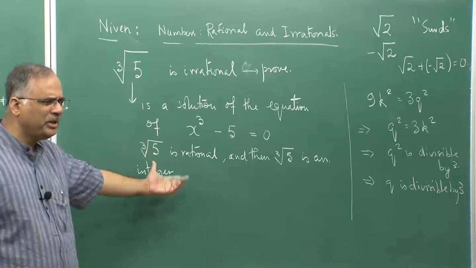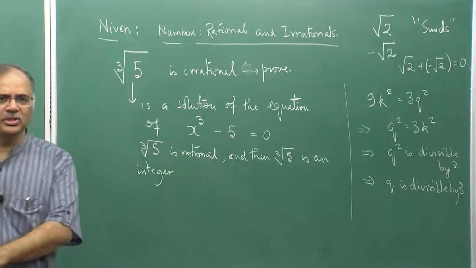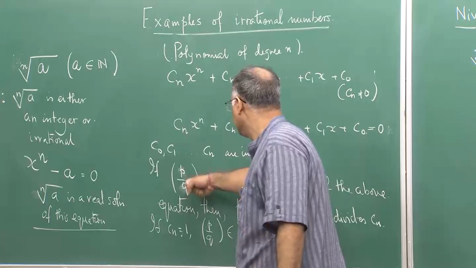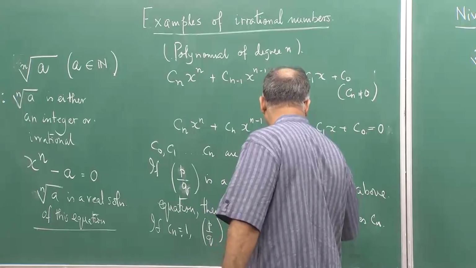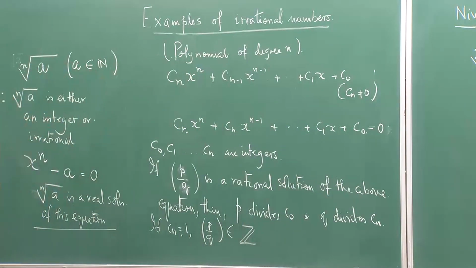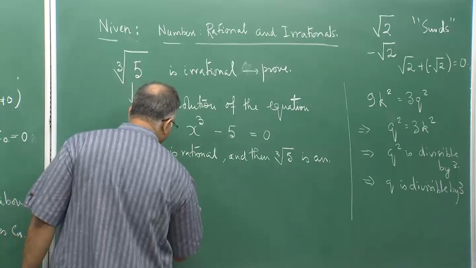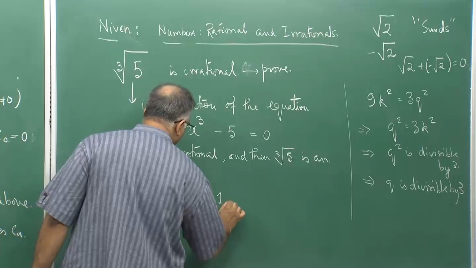Then what could be the integers? That integer now should divide C0, which is 5, because p is dividing C0 and q is dividing Cn. See how beautiful mathematics is. And then you know the only chances here are 5, minus 5, 1 and minus 1.